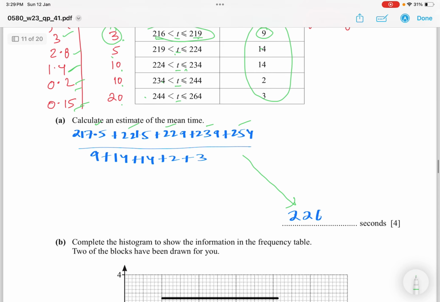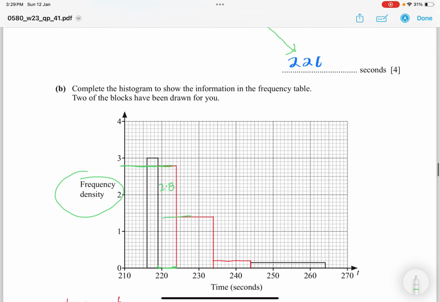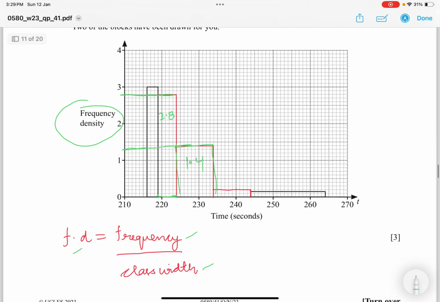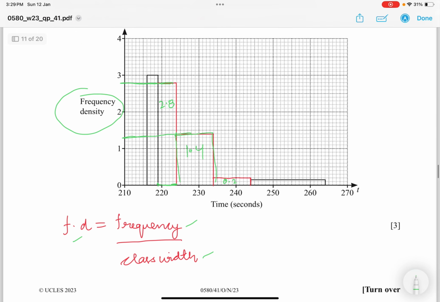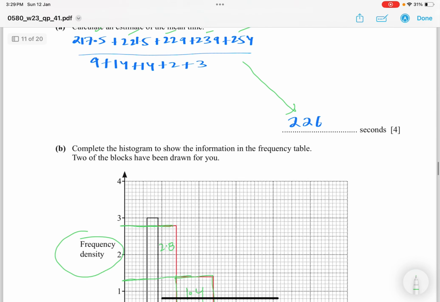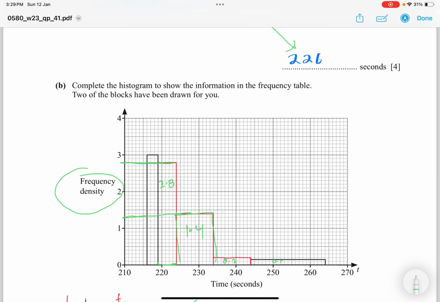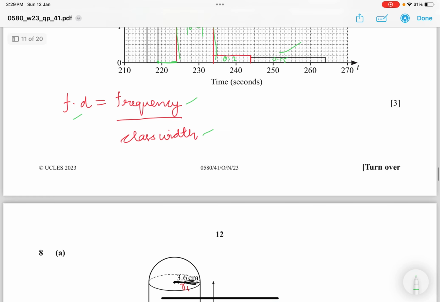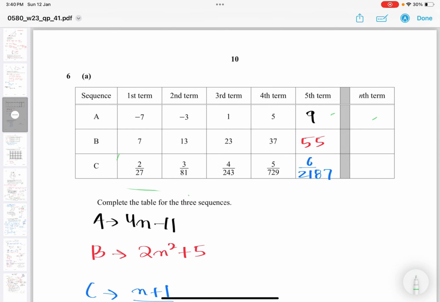Okay, so the next one was 1.4. So 1.4 is over here. We have plotted this one as well, 1.4. For the next one, it was 0.2. So the 0.2 is over here. All right. Then 0.15. So 0.15 is over here, and we got this. Very good.